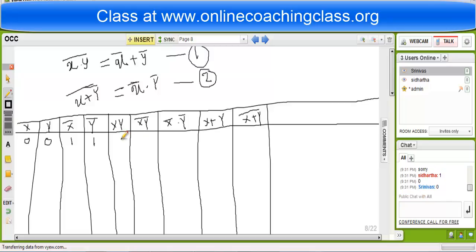Good. Then what will be the value of xy bar? 1. Okay. What will be the value of xy bar? 1. Yeah, good. Now tell me, what is the value of x bar dot y bar? See, x bar is equal to 1, y bar is equal to 1. 1 into 1 will be 1. What is the value of x plus y? Good. And then what will be the value of x plus y bar? 1. Good.